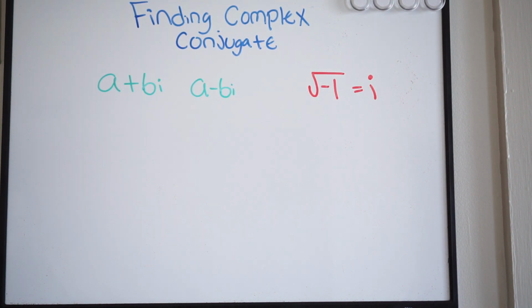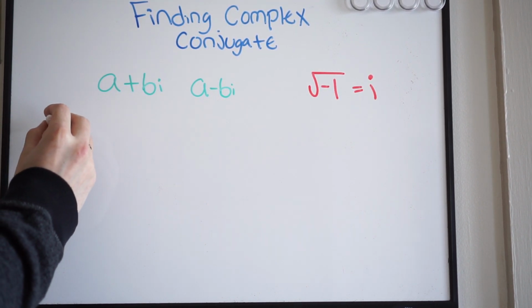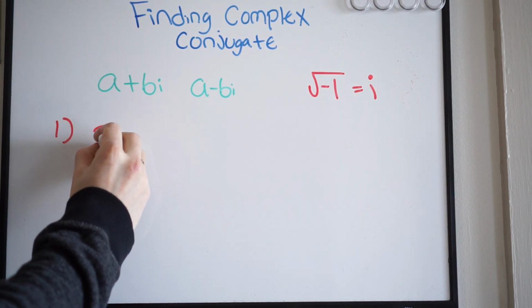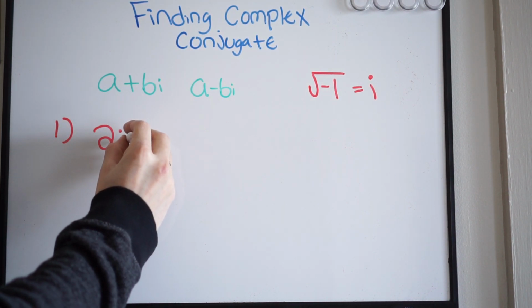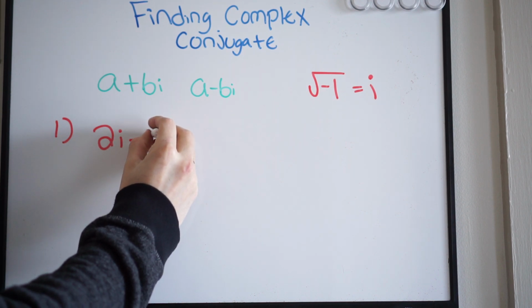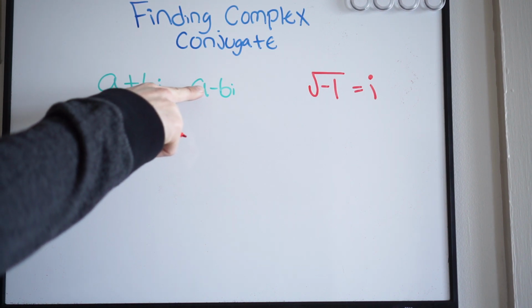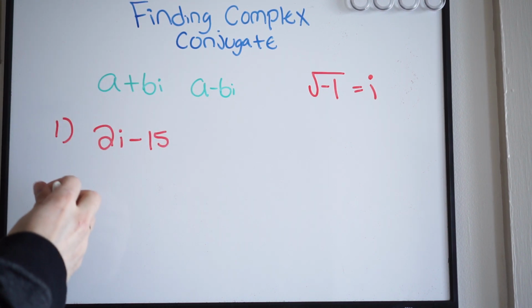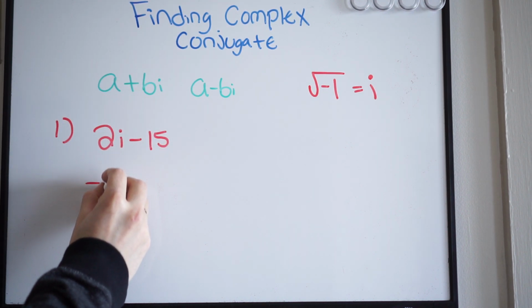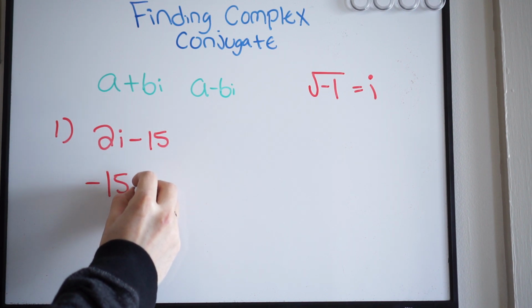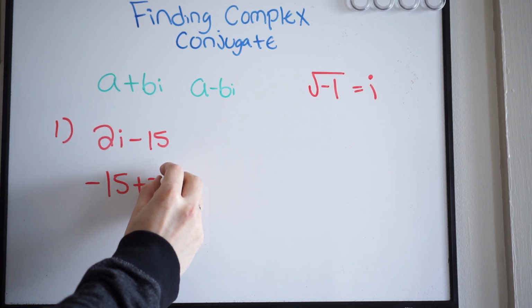So the first problem, and we'll label it as number 1, is 2i minus 15. So before we go ahead and find the complex conjugate, let's first put this in the correct format. So we want it in this format up here. So I'm just going to rearrange this. I'm going to write it as -15 plus 2i.